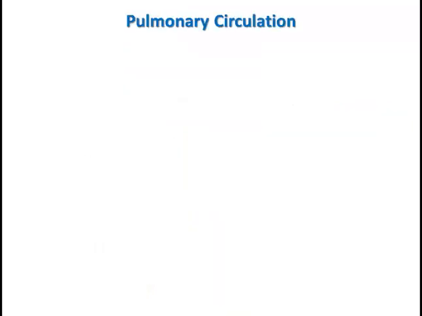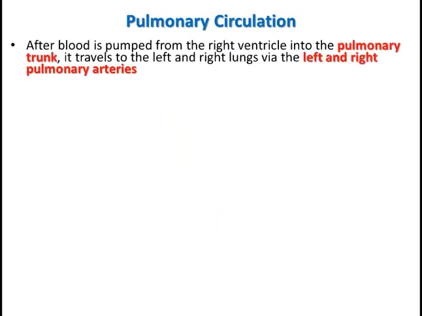All right, the last thing we want to talk about today is the pulmonary circulation. So the pulmonary circulation is the circulation, obviously, that leaves the right ventricle. So we're talking about the pumping of deoxygenated blood from the right ventricle through the pulmonary trunk, and ultimately we're going to get it to travel to the right and left lungs to be reconditioned or aerated. It gets to the lungs by way of the left and right pulmonary arteries.